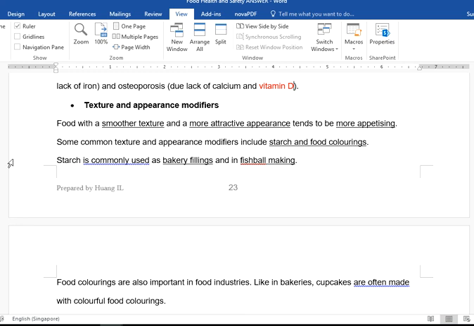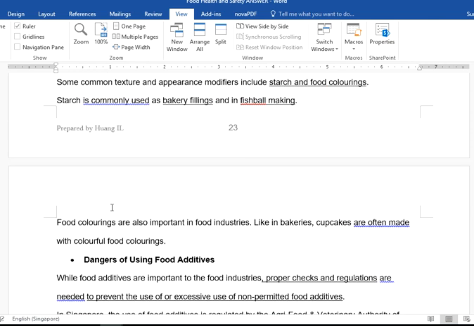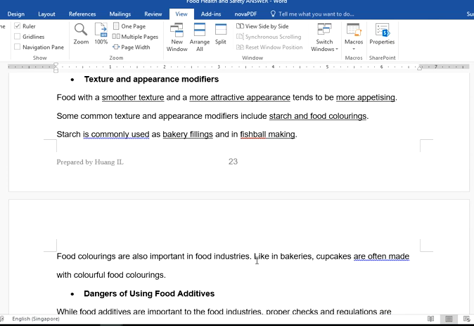So starch is one common ingredient added to improve the texture, and food coloring is a common ingredient added to improve appearance, because certain food after being manufactured doesn't look so nice, the color doesn't look attractive. So food manufacturers will purposely add food coloring to make the food look brighter, more vibrant, more fresh looking. Especially if it's food for children, they purposely make it very colorful so that children will be more attracted to eat it. So for texture and appearance modifiers, usually it's things like starch and food coloring.